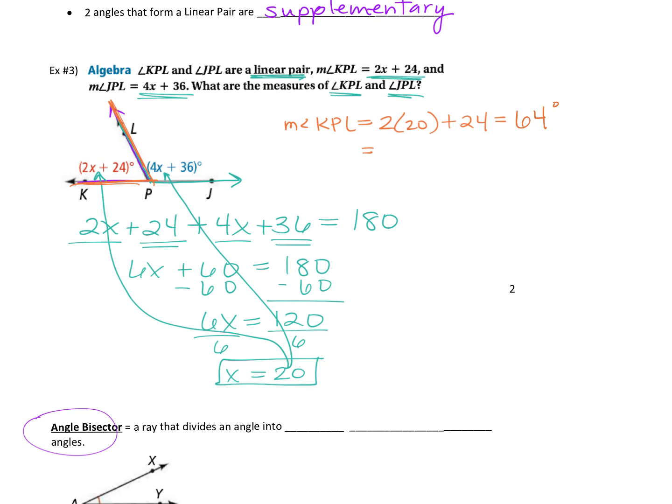Can anyone tell me what the other one should be right now? 116, right? If it's going to work out, it should come out to 116. Let's check it. It's got to add up to 180. So angle JPL should be 4 times 20 plus 36. So that's 80 plus 36. Wouldn't you know it? It did work out. Okay, so those are your two angle measures. They add up to 180, so we know we're right. And we move on. Any questions on that?